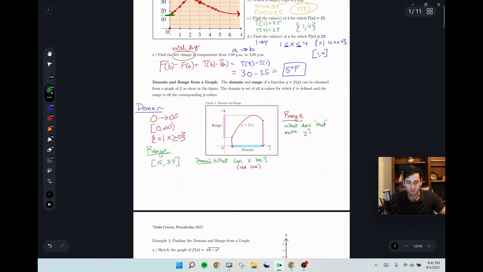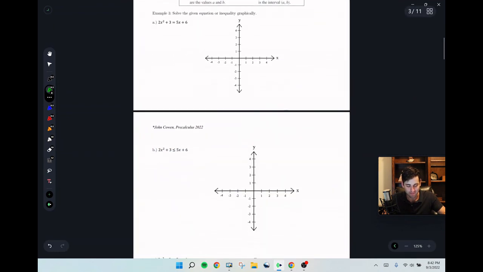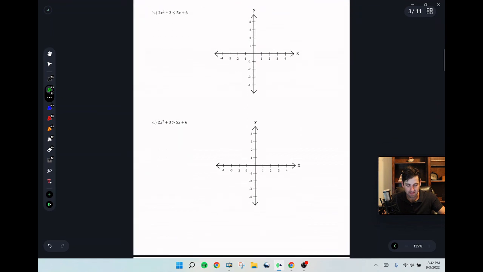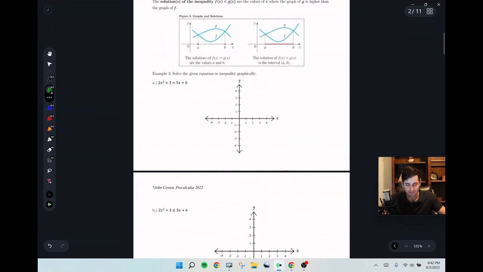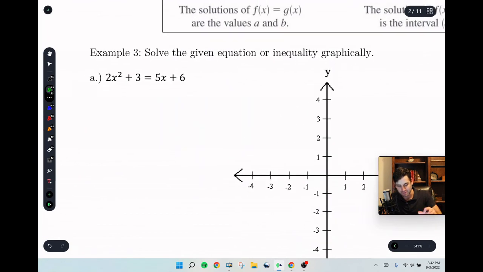Awesome. We'll do one more and then I'll let you try the rest, or you can look on the notes once they're completed to try the rest as well, just so you get some good practice. Let's do one that has 3 parts like this. Solve the given equation or inequality graphically.